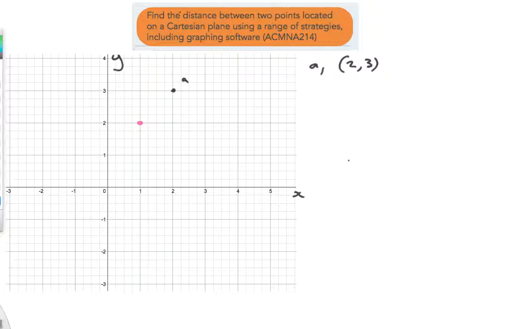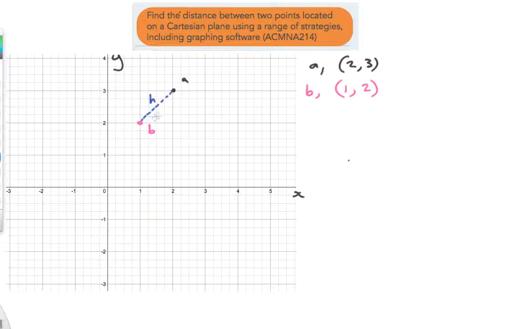And then our point B is 1 across and 1, 2 up. So there are 2 coordinates. We need to find the distance. Well, our distance is going to be this length here, isn't it? So I might call that h. Now the question is, how do we work out h?